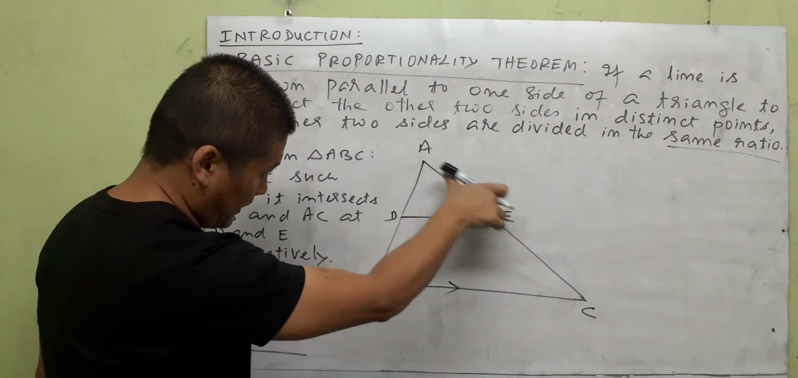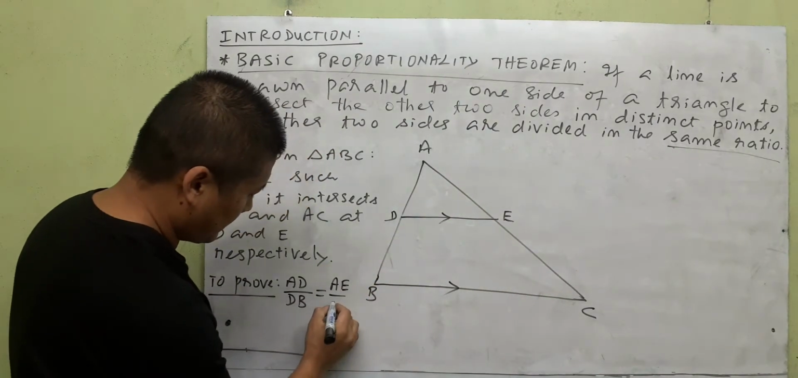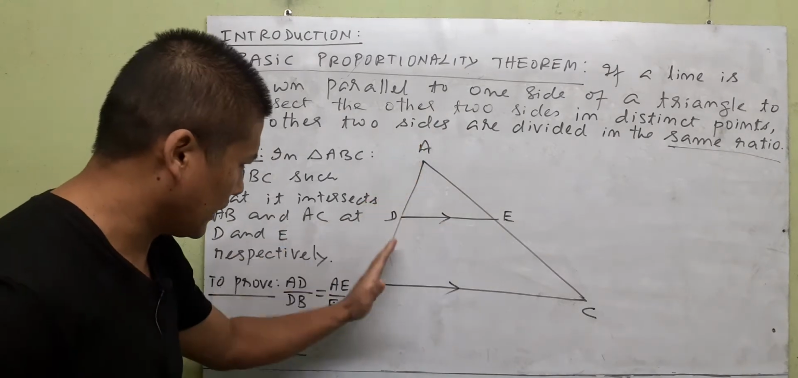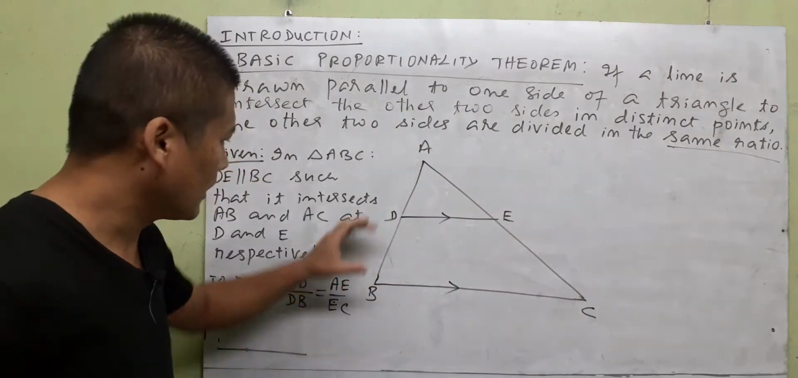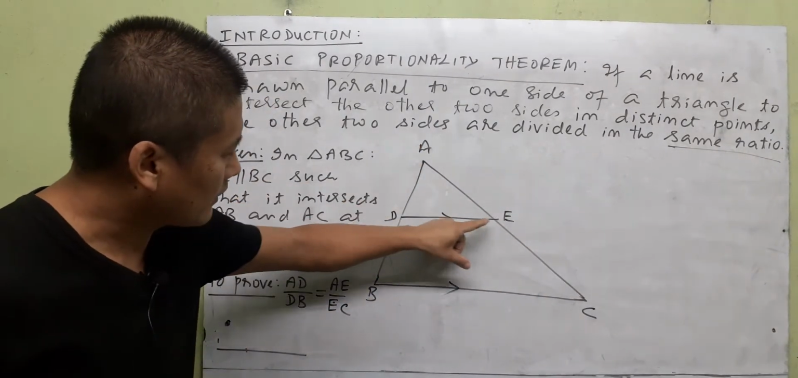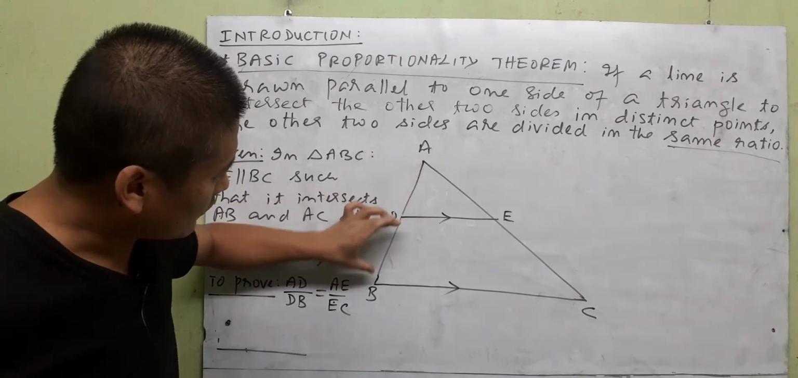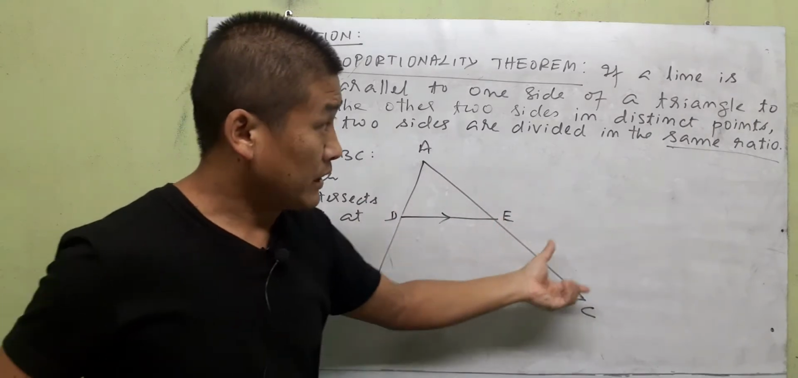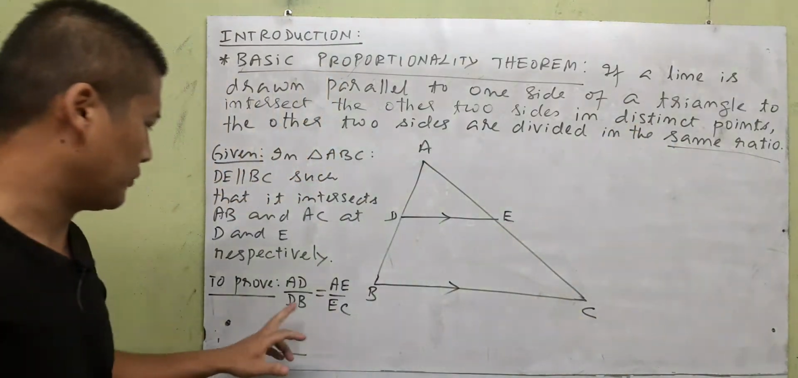AD corresponds to AE and then EC. So the question is saying this line will divide these two sides in the same ratio. This line cuts AB into these two parts, and this by this will be equal to this by this, meaning in the same ratio. We have to prove this.